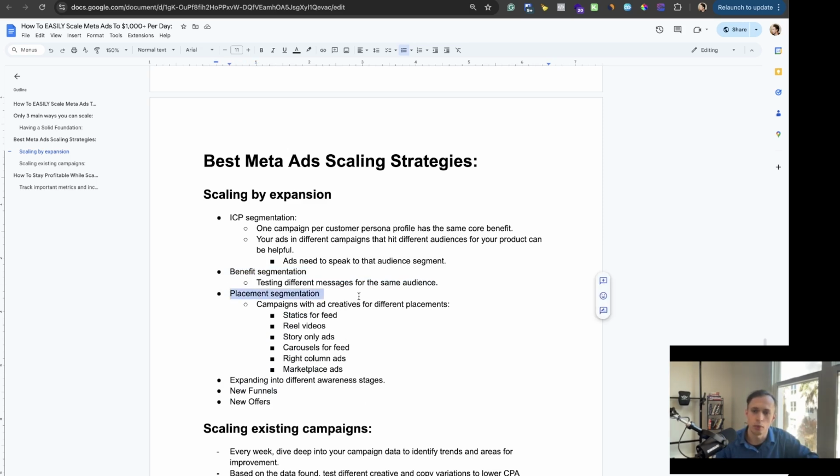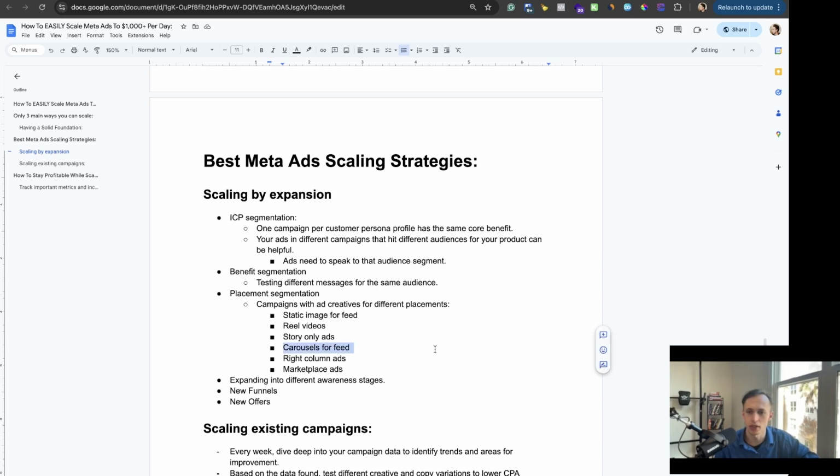So there's also placement segmentation. You can have campaigns with different creatives for different placements, like static images, so just basically images for feed placements. So Facebook and Instagram feed. Reels, so videos that specifically are proven to work best on Reels. Story-only ads. So let's say you have a campaign that is only doing stories. That's currently what we're doing. We're experimenting with different placements, creatives that only work for that placement.